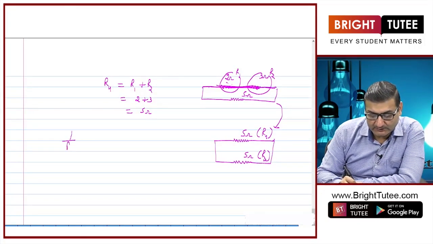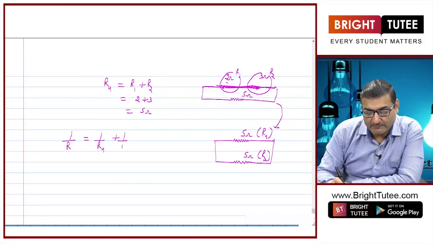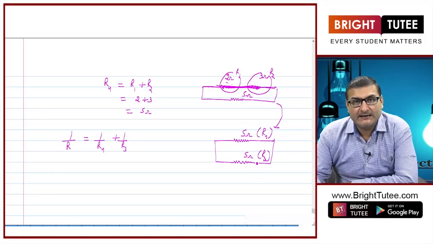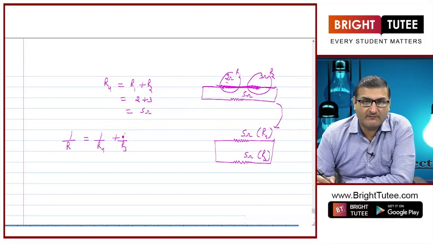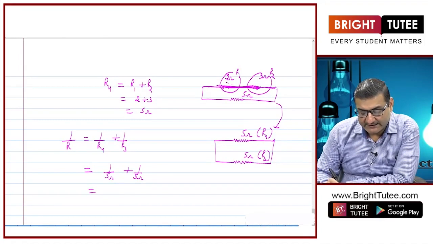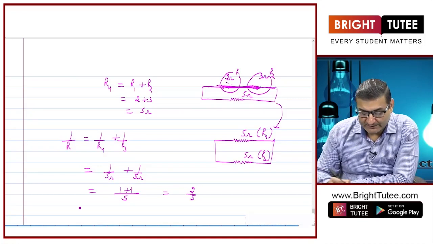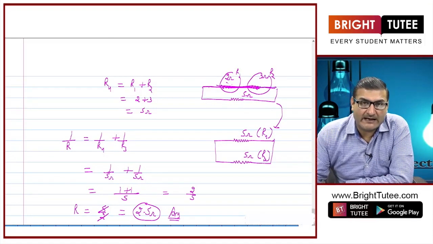If I connect them, the total resistance R should be equal to 1 upon R4 plus 1 upon R3. Why? Because now they are connected in parallel, and when they are connected in parallel, the reciprocal of the resistance is equal to the sum of the reciprocals of the individual ones. Now, putting the values, R4 is 5 ohms, R3 is yet again 5 ohms, taking the LCM to be 5, I get 1 plus 1 comes out to be 2 upon 5. Taking the reciprocal, R will be equal to 5 upon 2, which comes out to be 2.5 ohms. Answer, this is what I was requiring.